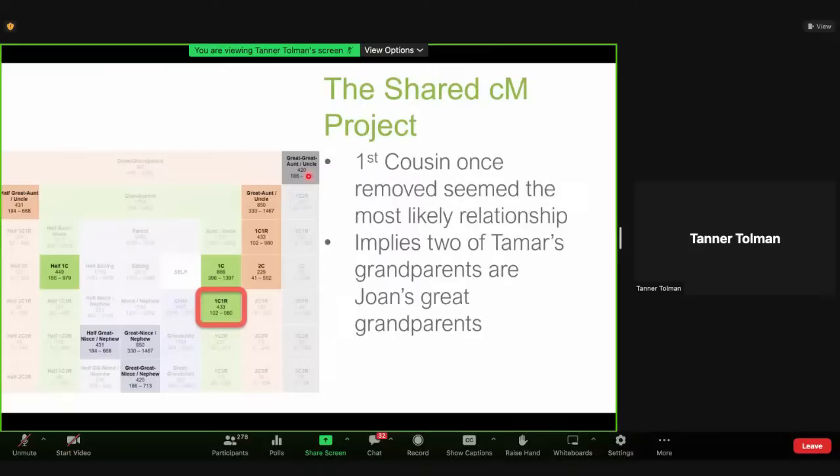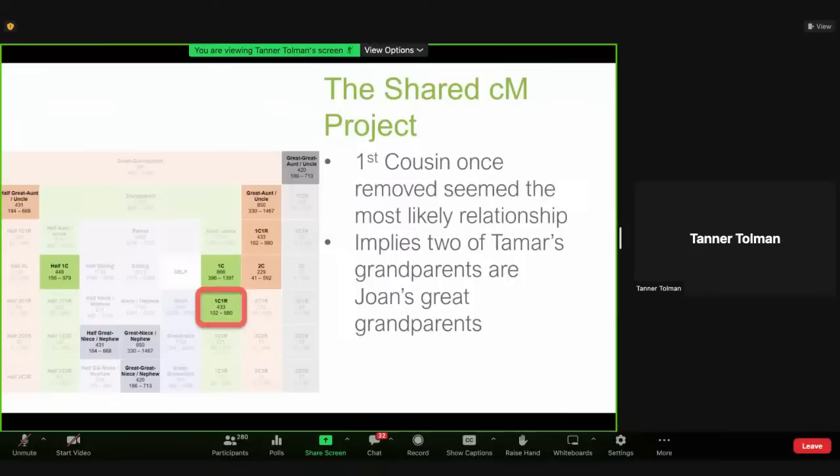So considering that they are about a generation apart, this is the one that seemed the most likely to me: first cousin once removed, with Joan being the one that is removed. Essentially, that would mean that Joan's unknown father was a first cousin to Tamar. Now, this is not proof. It could be some other connection, but this is where I'm going to start to hone in and check first.